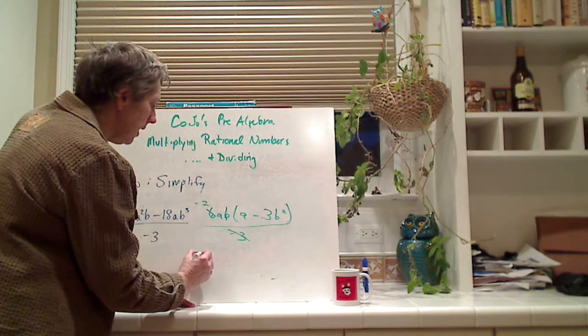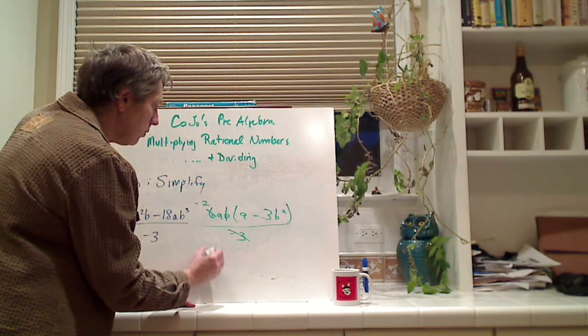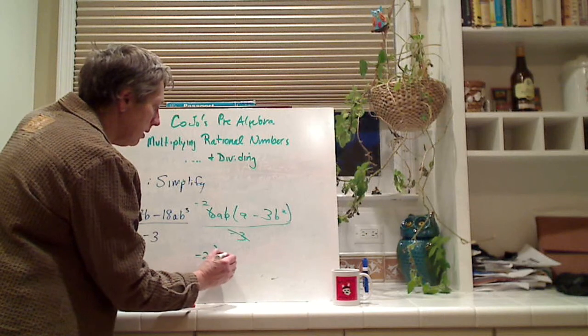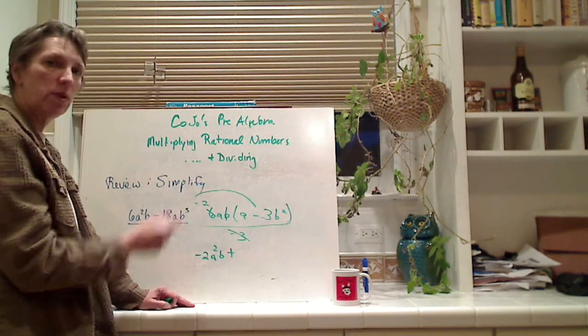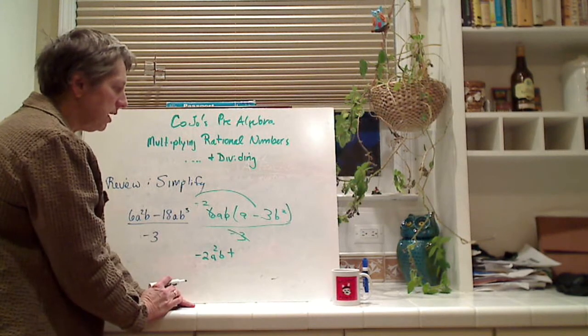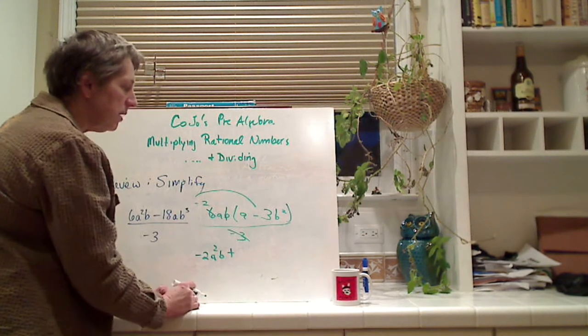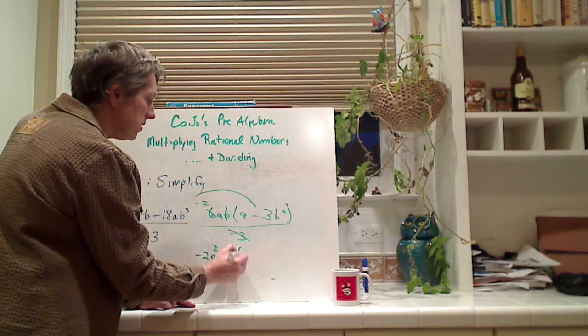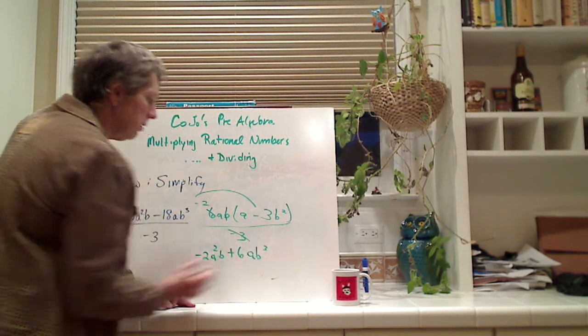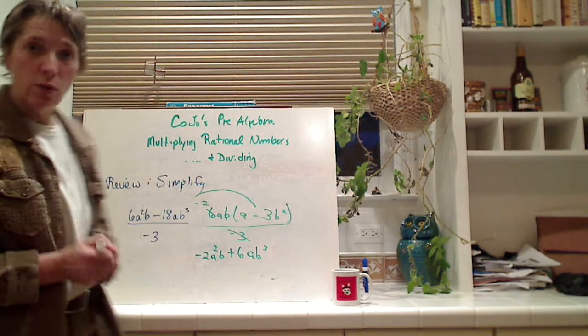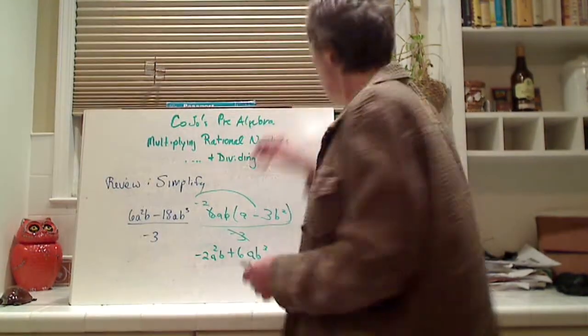So we get negative 2a squared b plus, remember, we have to distribute the negative because we brought this negative up. We canceled out the 6 and it was a negative 2. Then negative 2 times negative 3 becomes positive 6 and a b cubed. That's just a little refresher to make sure you remember what that was. So I'm going to take that down.